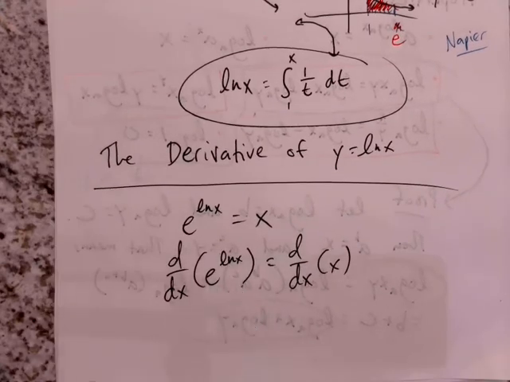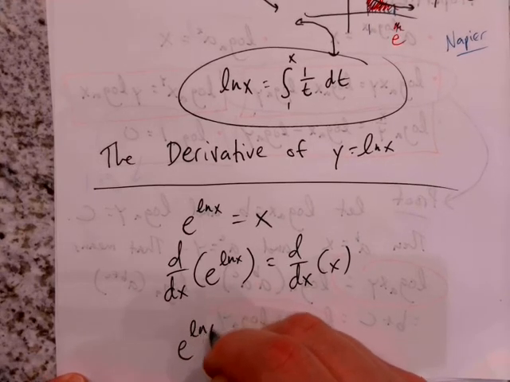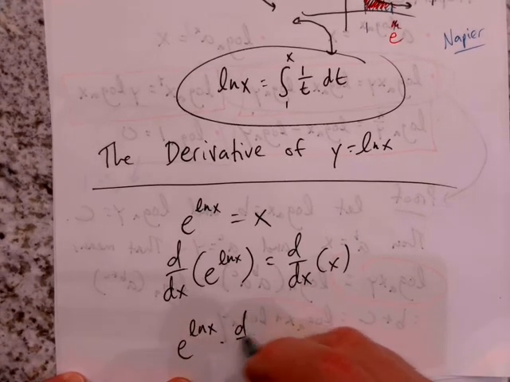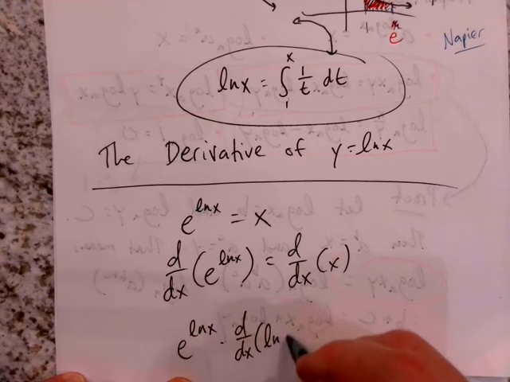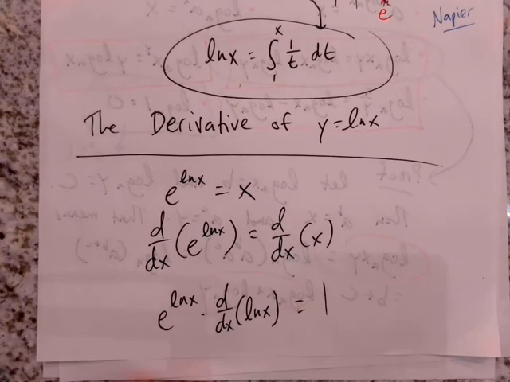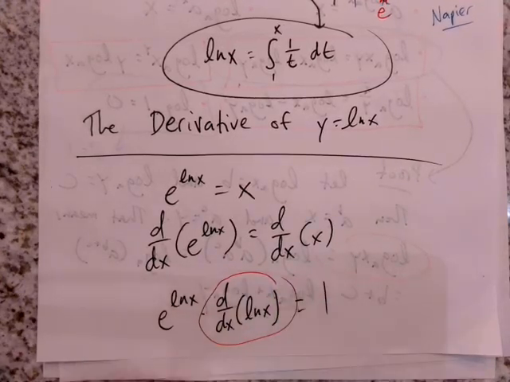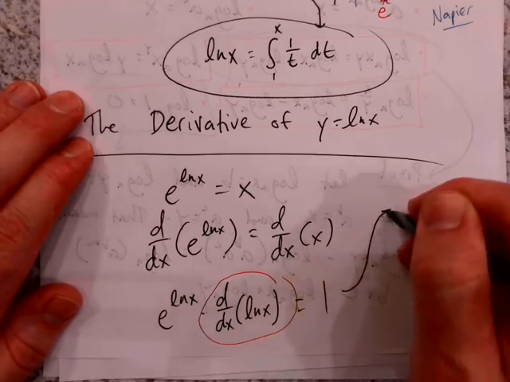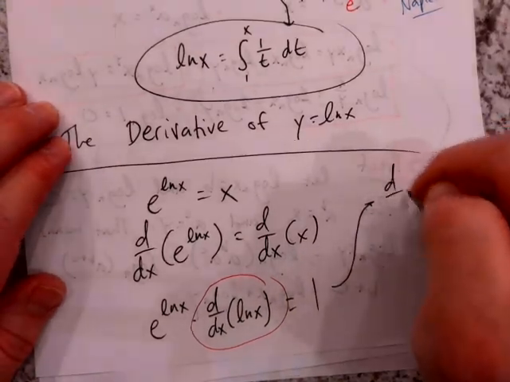Now the left side needs the chain rule. So the derivative of any exponential function is just itself times the derivative of the exponent, which we don't know yet, so we'll just write that down like this. It's e to the log x times the derivative of log x. The right side differentiates to 1. Our goal is to solve for this, right? We want to solve for the derivative of log x, so we divide both sides by e to the log x.